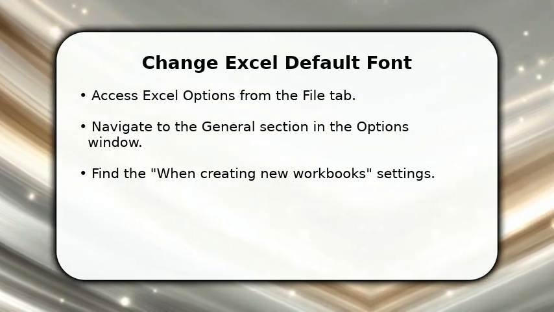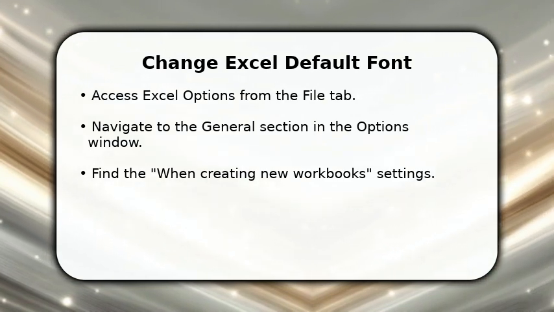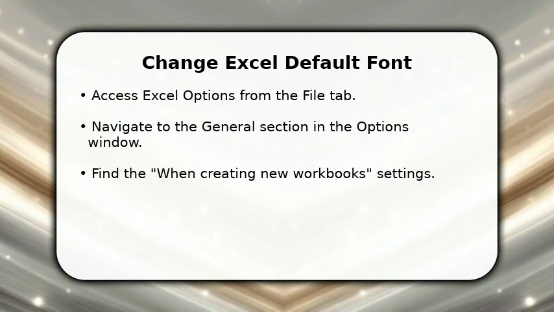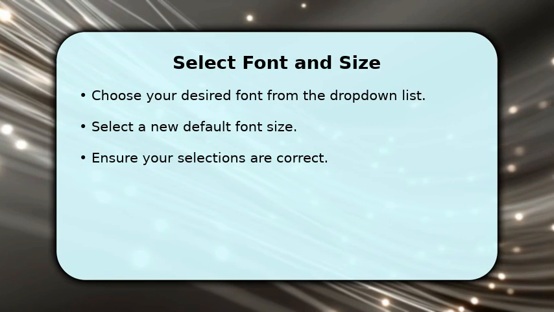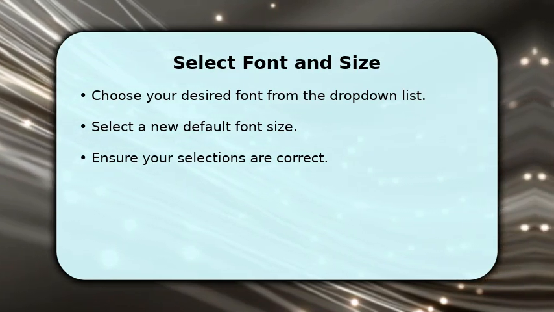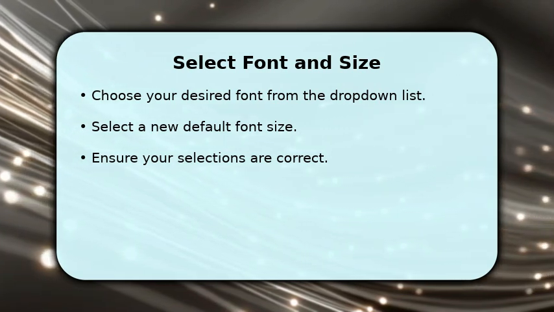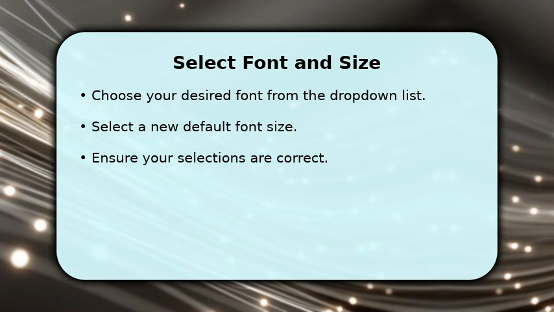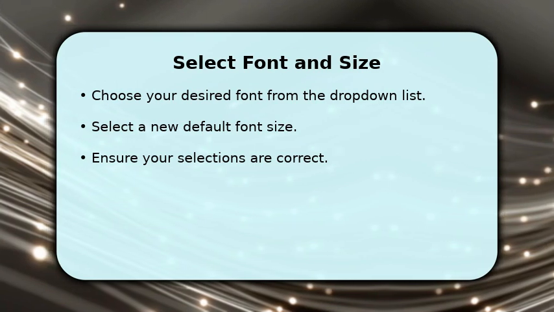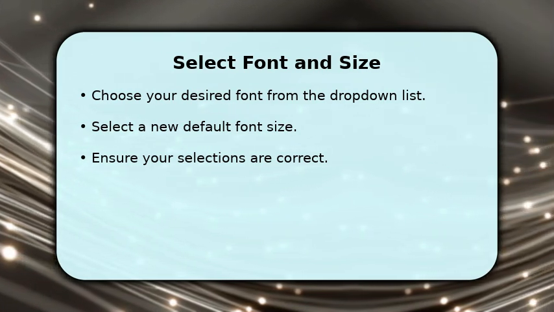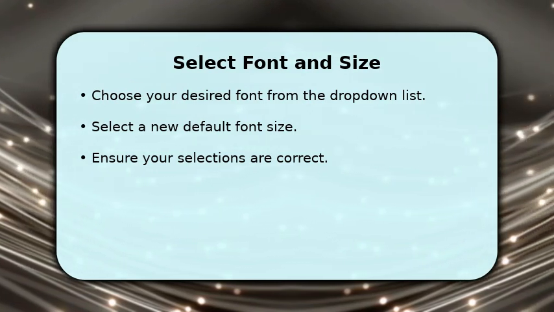Next, ensure you are in the General section, which is usually the default. Look for the When Creating New Workbooks area. Within the When Creating New Workbooks section, you will see options for use this as the default font and font size. Click the drop-down menu next to the font name to browse and select your preferred font, such as Calibri or Arial. Then, choose a suitable font size, perhaps 11 or 12 points, from its respective drop-down. Make sure these choices align with your needs.